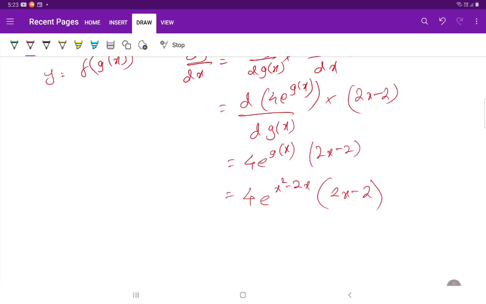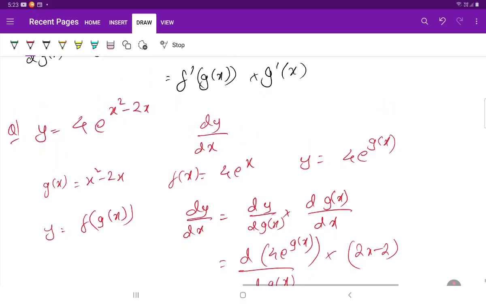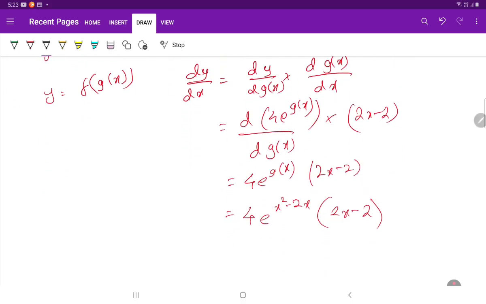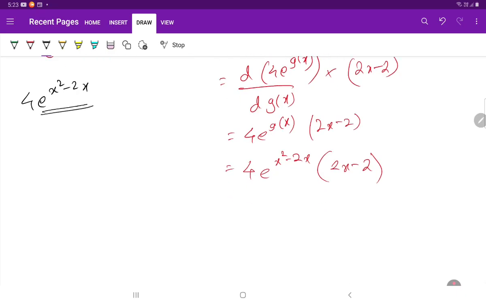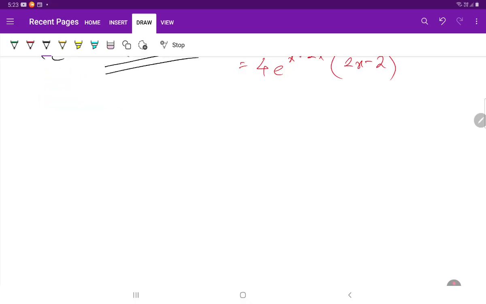Let us take another question. To do this question in a rapid manner, how to do it? Take 4 e to the power x square minus 2x. Look at this. This is an exponential, and the derivative of an exponential will be the same, so it will come out to be 4 into e to the power x square minus 2x. Now this function in the power is a complicated one. Take the whole expression and multiply it with its derivative. The derivative of x square minus 2x is 2x minus 2, and that's the answer. I hope it's clear to you.